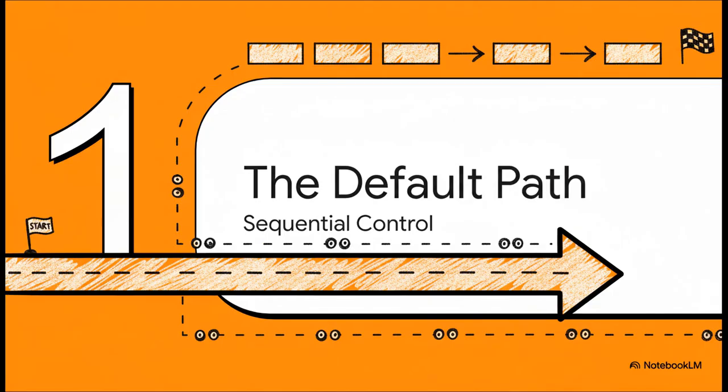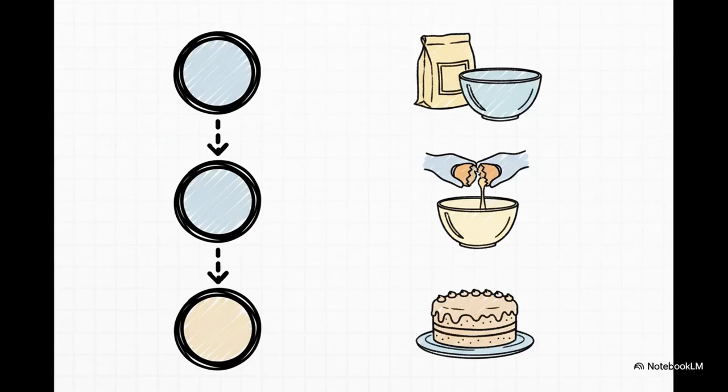Okay, so before we get into all the fancy intersections and roundabouts, we have to talk about the default path, the straight road that pretty much every program starts on. This is what we call sequential control. This is the most basic flow you can imagine. Your code runs exactly the way you wrote it, one line, then the next, then the one after that, right from top to bottom. It's just like following a recipe. You mix the flour, then you add the sugar, then you put it in the oven. No jumping around, no surprises.